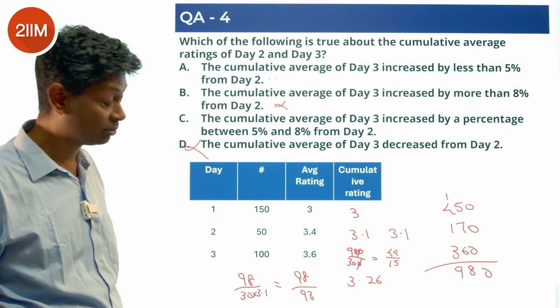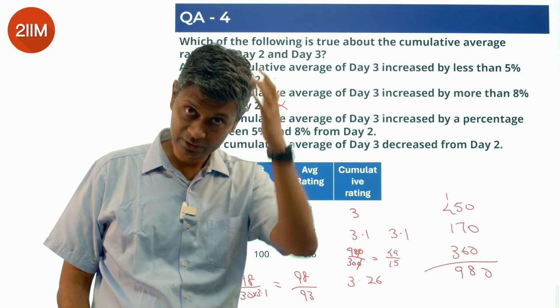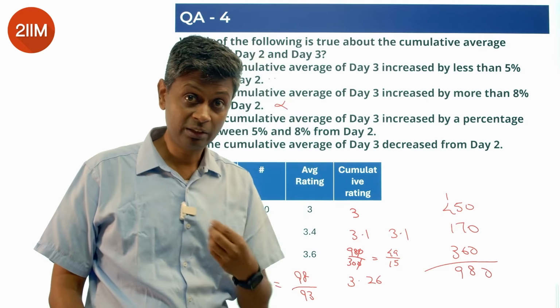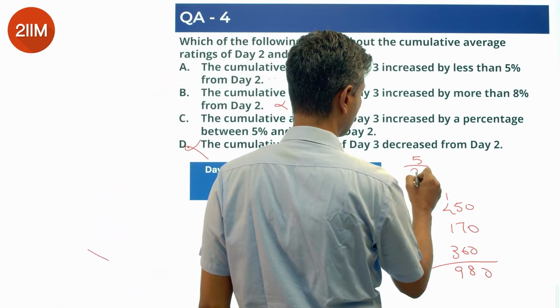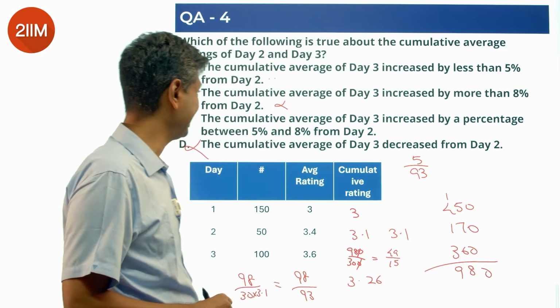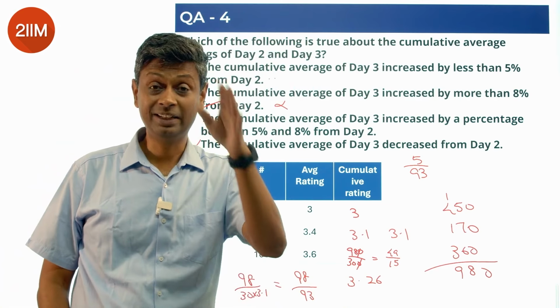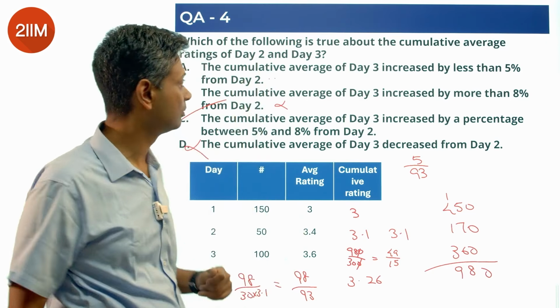98 by 93 is more than 5%. 105 by 100 is 5%. 98 by 93, going from 93 to 98, the percentage increase is 5 by 93. More than 5%, less than 8%. That's true. I have a calculator, I'm just punching in, getting the value, seeing it as maybe 5.3% or 5.4%, marking the answer.